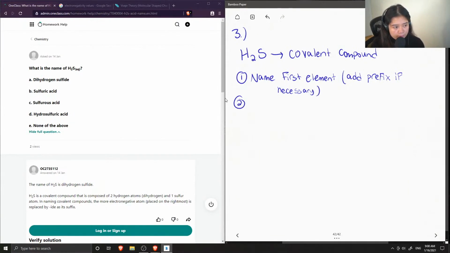And then for the second part, we just name the second element, with the prefix, just to show how many atoms there are of that element. And then this is going to end in "ide."